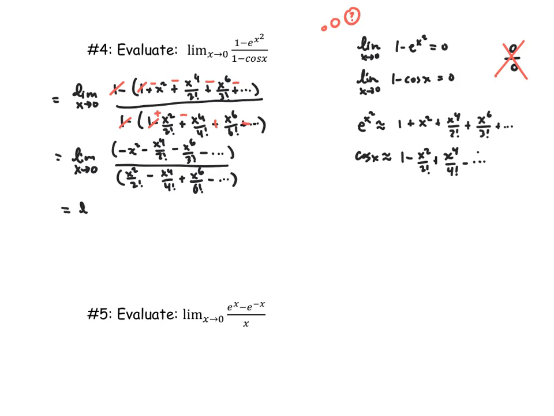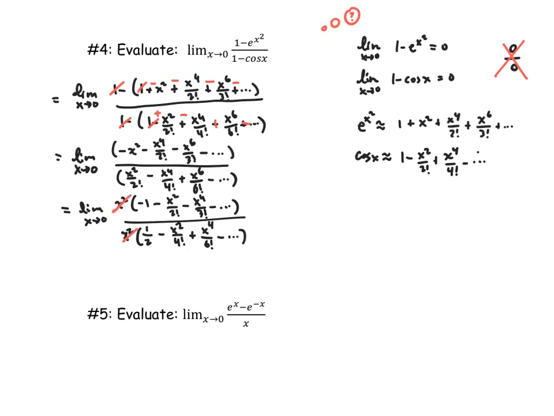What I'm going to do is I'm going to factor out an x squared, which will leave me with negative 1 minus x squared over 2 factorial minus x to the 4th over 3 factorial minus a bunch of stuff. Denominator, same thing, factor out an x squared. That leaves me with 1 over 2 factorial, which is 1/2, minus x squared over 4 factorial, plus x to the 4th over 6 factorial, minus a bunch of stuff. So the x squareds will reduce.